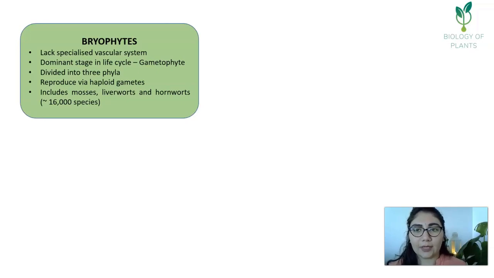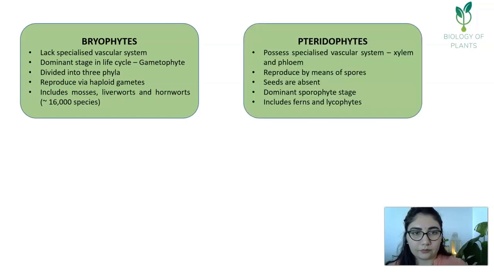Bryophytes. As said, bryophytes lack specialized vascular system and the dominant stage in their life cycle is the haploid gametophytic or asexual stage. Bryophytes are divided into three phyla and they reproduce by means of haploid gametes, and this group includes mosses, liverworts and hornworts. Pteridophytes possess specialized vascular system for the conduction of water, minerals and nutrients, and they reproduce by means of spores and not seeds.